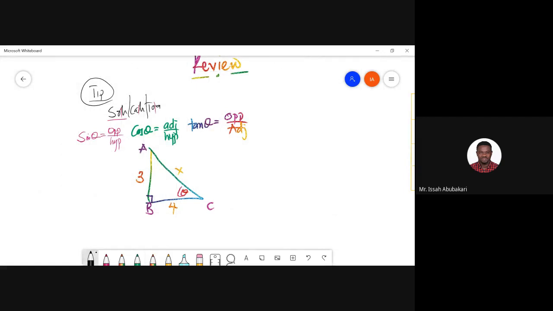We are going to have the square of AB plus the square of BC equal to the square of AC. That is the Pythagoras theorem. Our AB is 3, so we have 3 squared plus BC, which is 4, 4 squared, equal to x, which is AC squared. So 3 squared is 9 plus 4 squared is 16, and 9 plus 16 gives us 25. So we have x squared equal to 25.